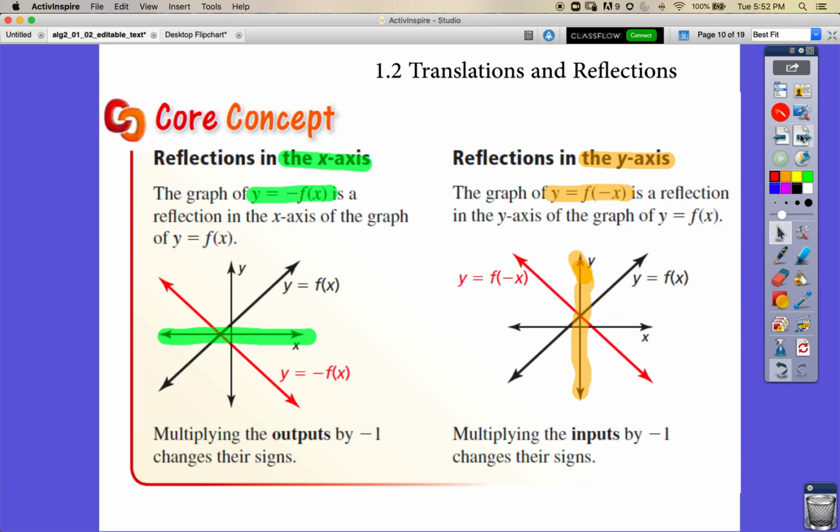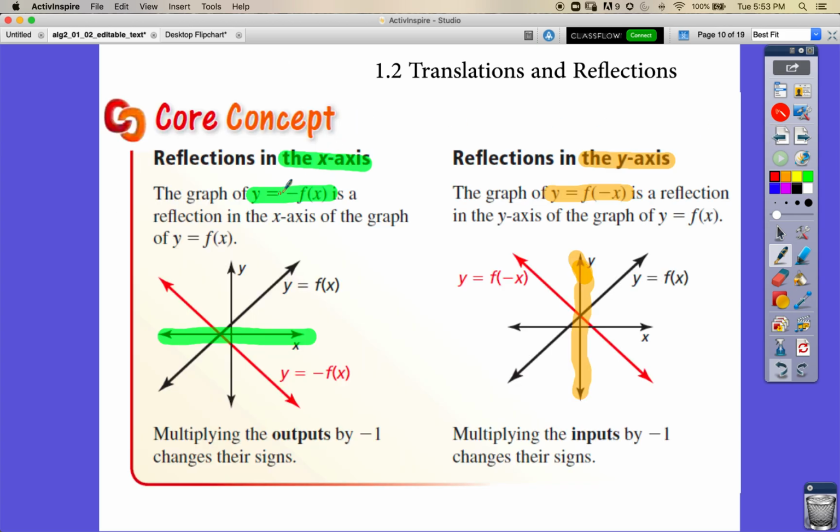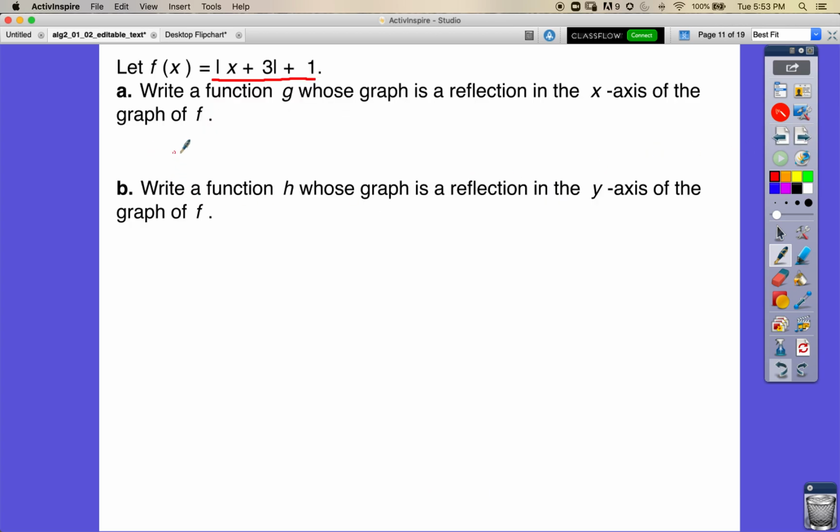Okay, now let's do some problems. Here is my original function. Now we're not dealing with the parent functions anymore. We're now having f of x be an actual, another function. So we have to write a function g whose graph is a reflection over the x. Over the x, I remember that. So when it's over the x, I have to make the entire function a negative. Make sure you're writing that all down.